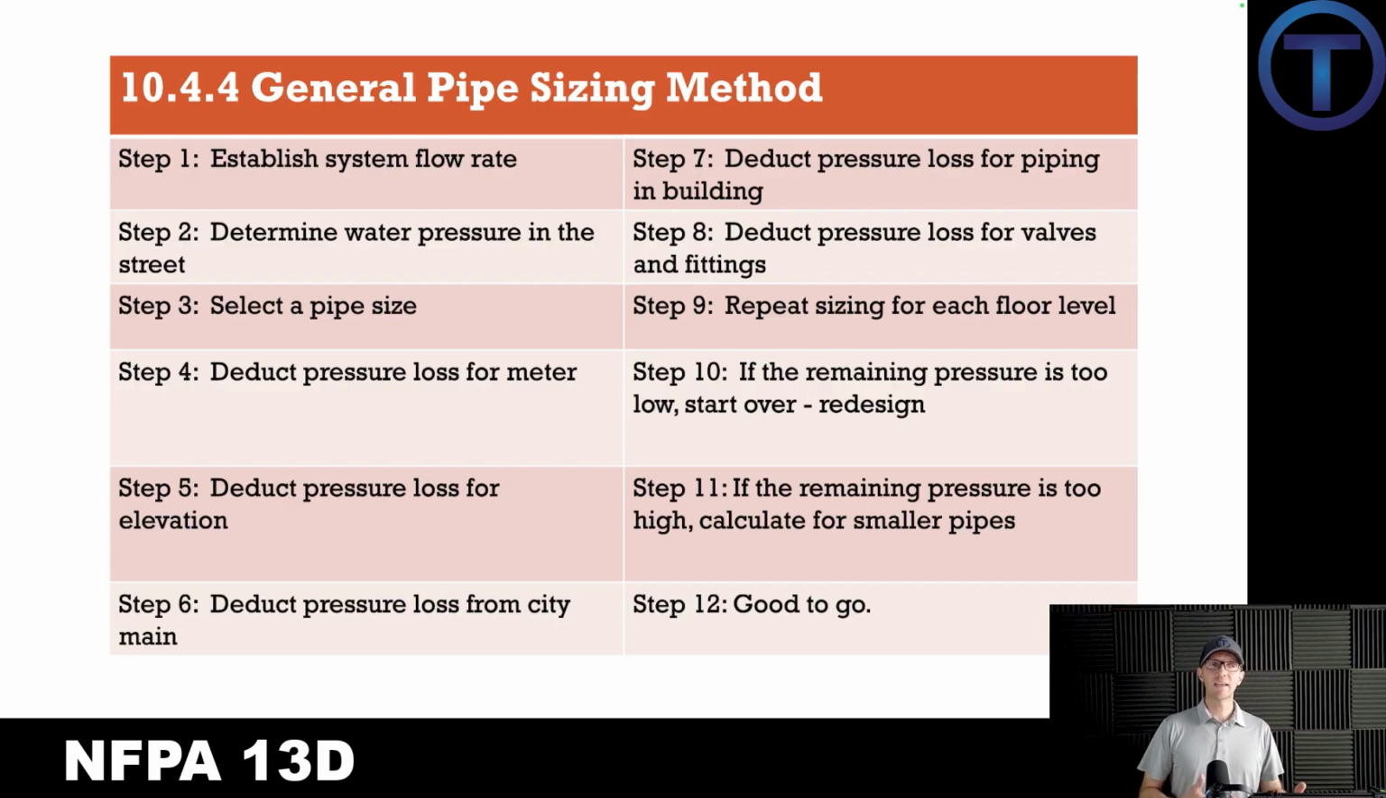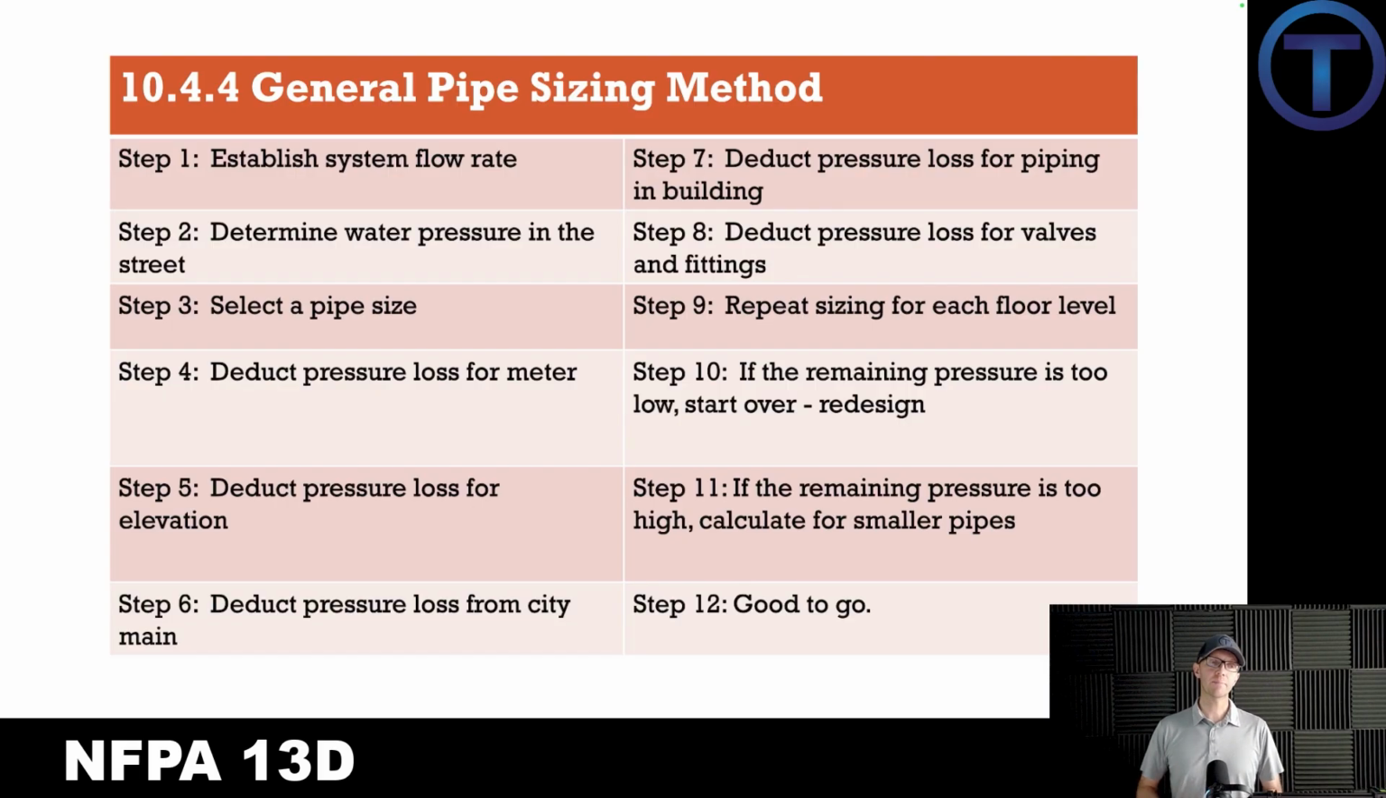In this pipe sizing method, you kind of guess first. You say, okay, well, what if I use this pipe size? Is it going to work? And then we're going to do deductions from there. So we choose a pipe size and say, okay, let's see if this fits. Step 4, you would deduct pressure loss for the meter. Step 5, deduct pressure loss for the elevation. So if it climbs up 20 feet from the basement up to the top, you're going to have to deduct for those losses. Step 6, deduct pressure loss from the city main.